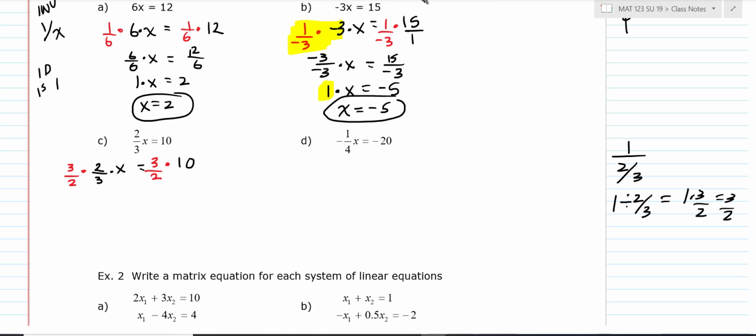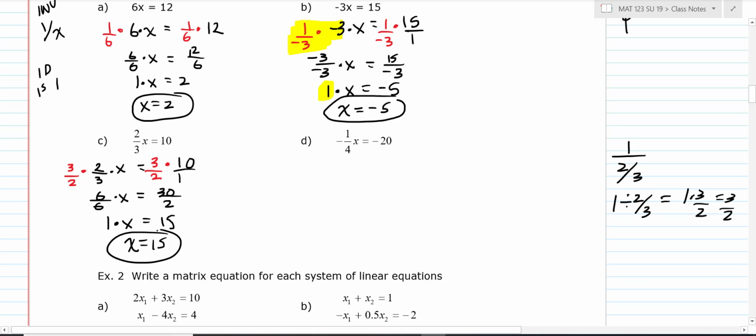Okay, and then here's what happens. This multiplies straight across, you get 6/6 x. If you multiply this straight across, you can put the 10 over 1, you would get 30/2. 6/6 is 1. And then 30 divided by 2 is 15. And then 1 times x, the identity times x is itself, so that gives x equals 15. Okay? So go ahead and try this one and just see if you can get this okay. Try to do the same thing that I did on C just to make sure you're confident in what you're doing.